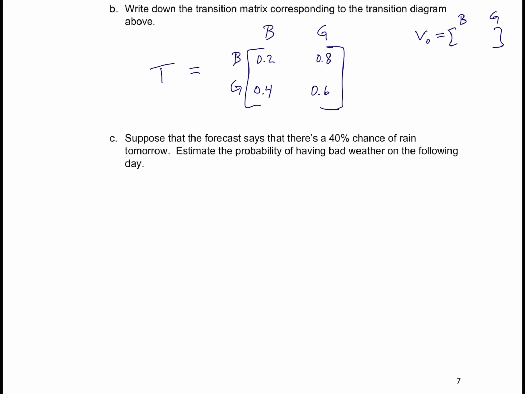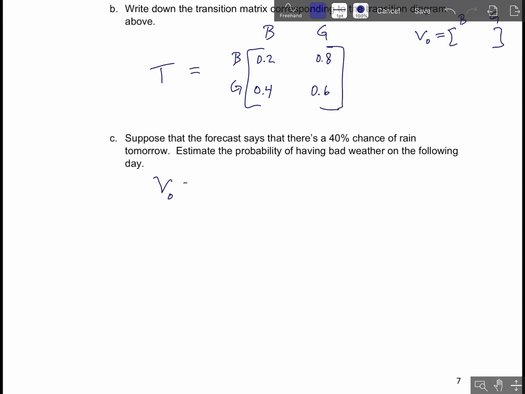And then lastly, it says, suppose that the forecast says there's a 40% chance of rain tomorrow, estimate the probability of having bad weather on the following day. So here we're given the initial distribution. So maybe let me write it this way. I'll say we're given the state at time 1 because it's tomorrow's forecast. And what we want is V2. So we want the state 2 days from now, but we're given the state 1 day from now. And the state, remember, has to match the ordering that we chose. So this would be bad and then good.